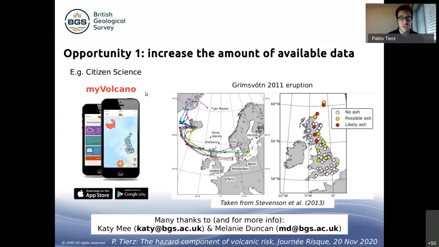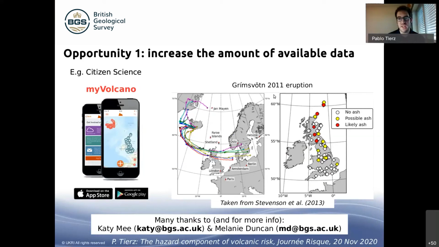Another way of obtaining more data is through citizen science. I know that some of you have experience in the field. Here is just an example of an application that was developed at BGS, the My Volcano app, and I refer you to Kate Simi and Melanie Duncan at BGS if you want more details about the app.